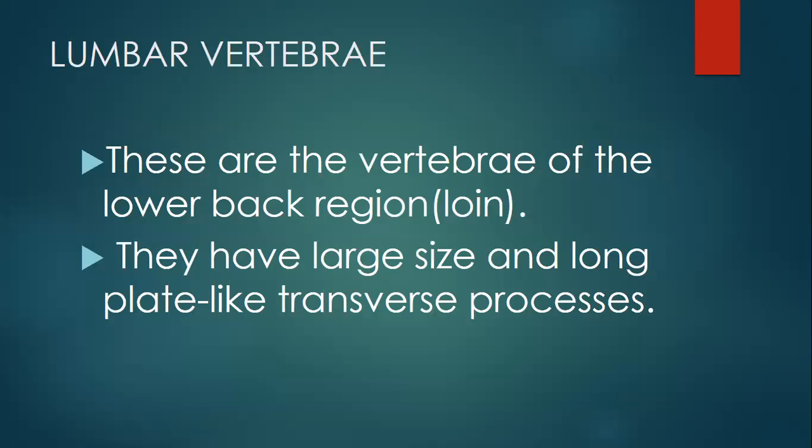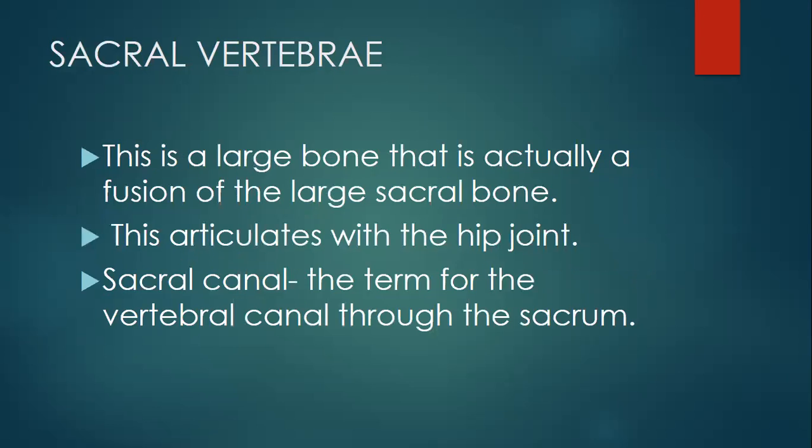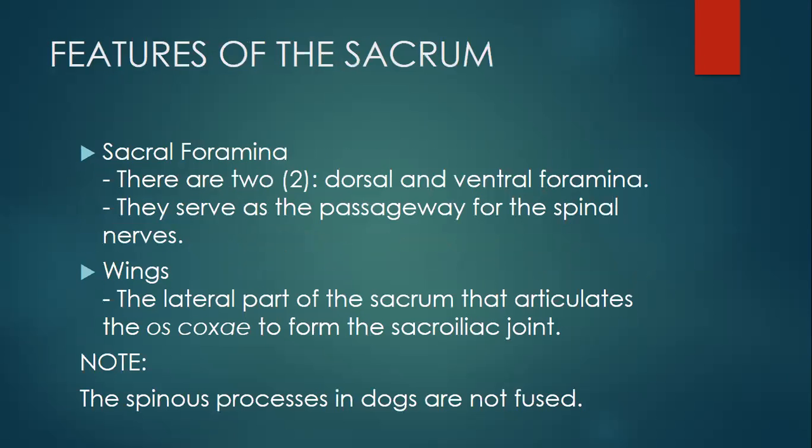Lumbar vertebrae. These are vertebrae of the lower back region or loin. They have large size and long plate-like transverse processes. Sacral vertebrae. These are large bones that are actually a fusion into the large sacral bone. This articulates with the hip joint. And we have the sacral canal, the term for the vertebral canal through the sacrum.